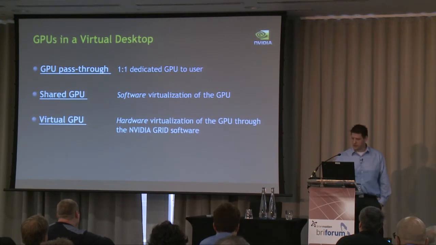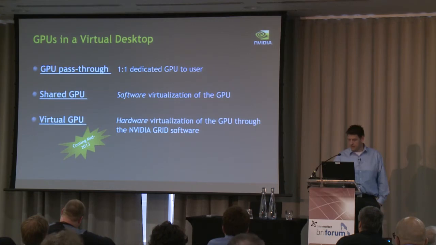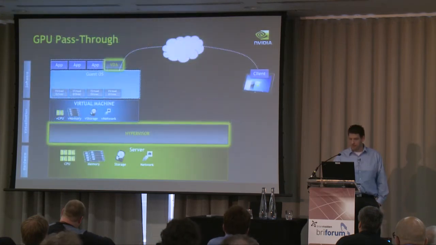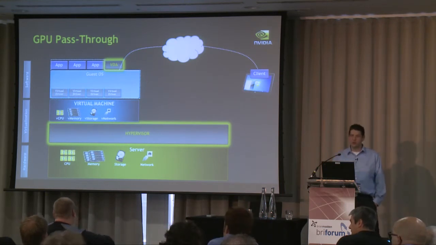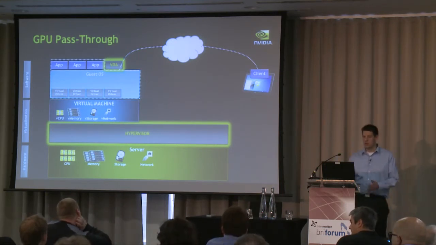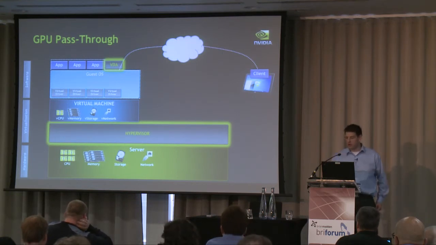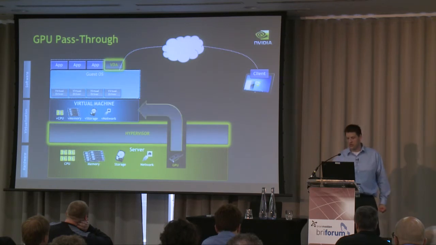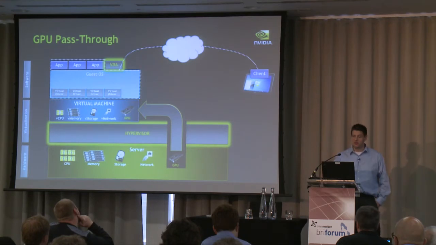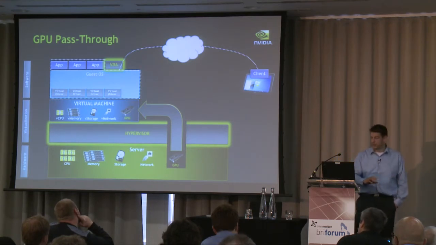So let's take a look at the first one. For GPU pass-through, you essentially start with the server you had before. You have a CPU, memory, storage, and network, and now you add a GPU. Then you literally carve a little hole into your hypervisor so that this GPU gets passed through to a virtual machine, and the GPU appears in the virtual machine itself.